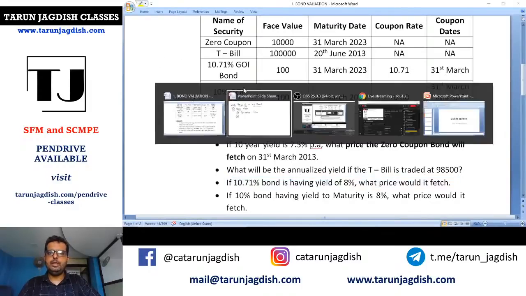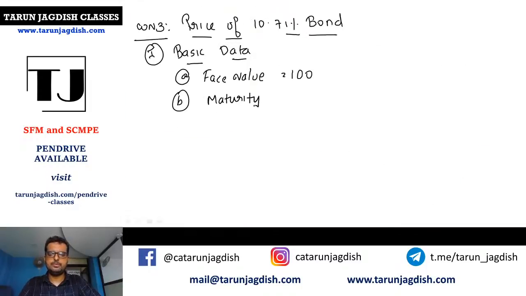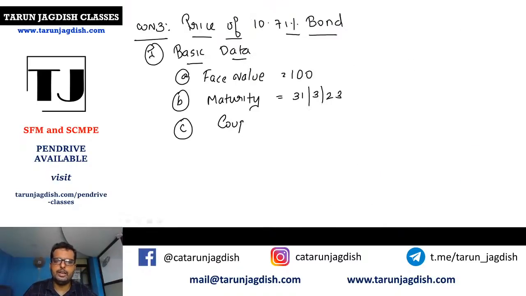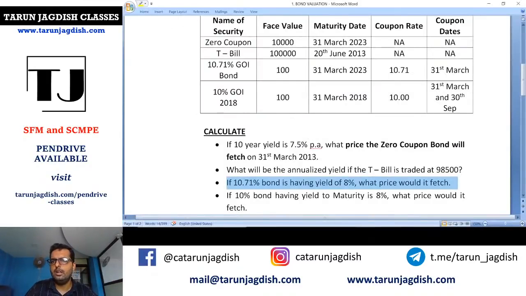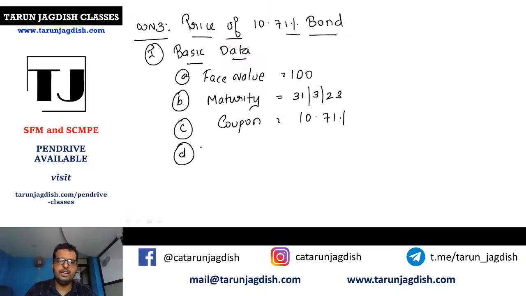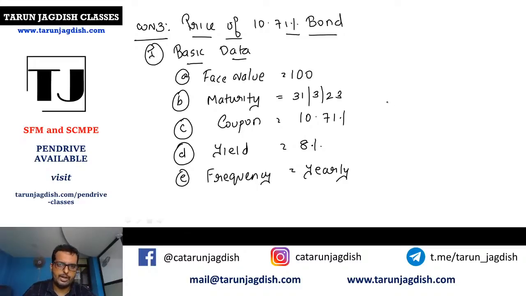Point number B, the maturity date is given as how much? 31/3/2023. Alright. Then they have given the coupon rate as how much? 10.71%. Then they have given that the payment is going to be made yearly and the yield is 8%. Point number E would be frequency and the frequency would be yearly. Alright. Once I put all these details, I can also find out the life. The life of the bond will turn out to be 10 years.